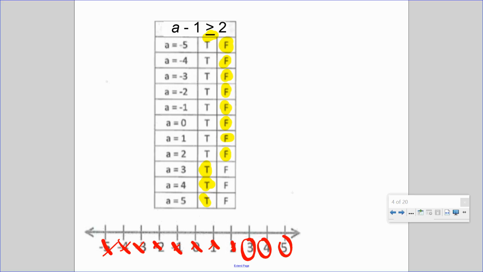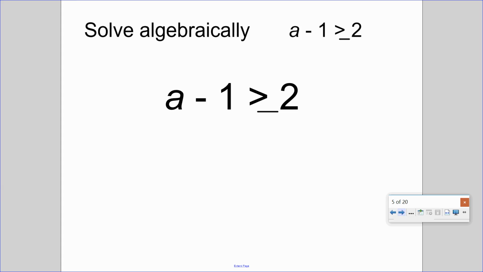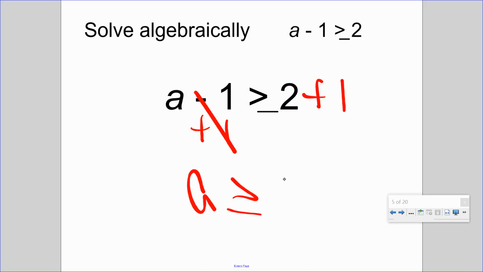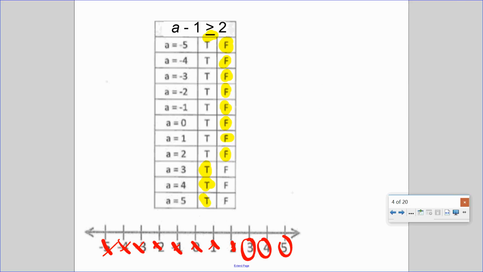Did you like going one by one on a number line and solving it and saying true or false? Or would you like to solve this algebraically? I need to isolate A. So solve for A. What's the inverse of minus 1? Plus 1. Plus 1 does cancel. A should be greater or equal to 3.